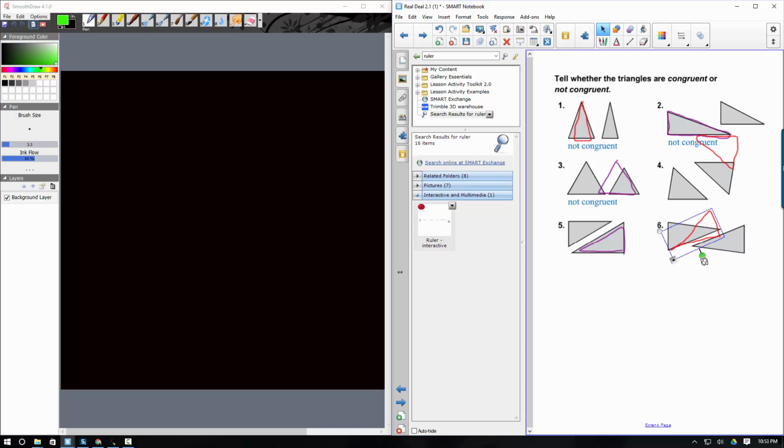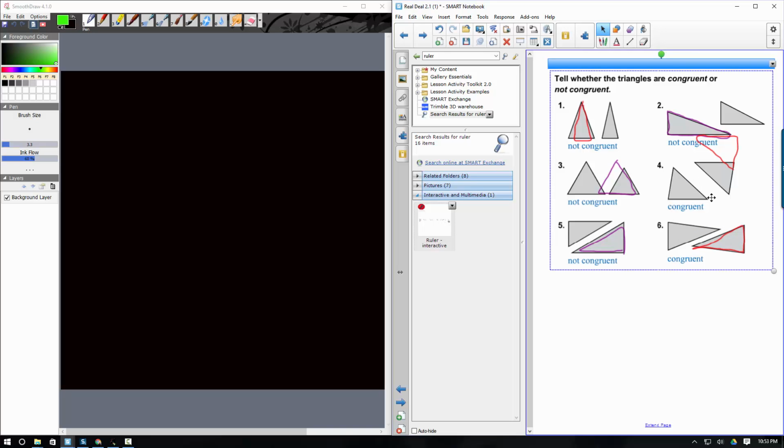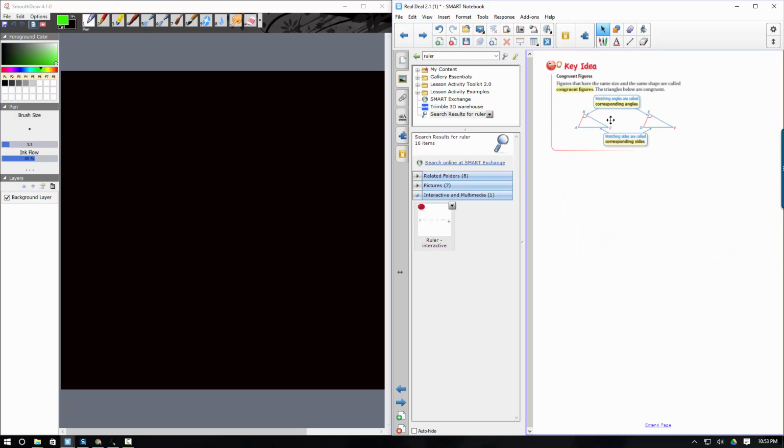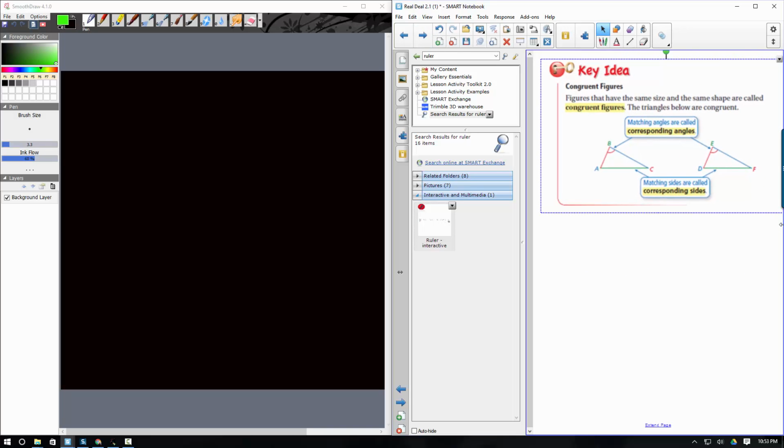I'll rotate it around. Again, it's not the best drawing, but we get the idea. If I look here, I think if I would draw this properly, it would actually work. So I'm going to say that this one here is congruent. This one here is congruent. So that's how you actually go through and do this. So then the key idea, which you should have written down in your book, corresponding sides.